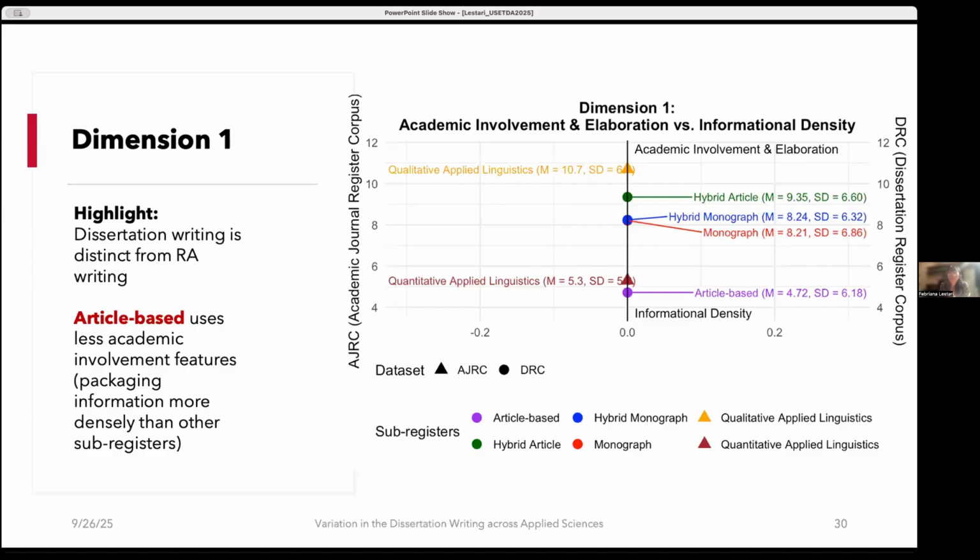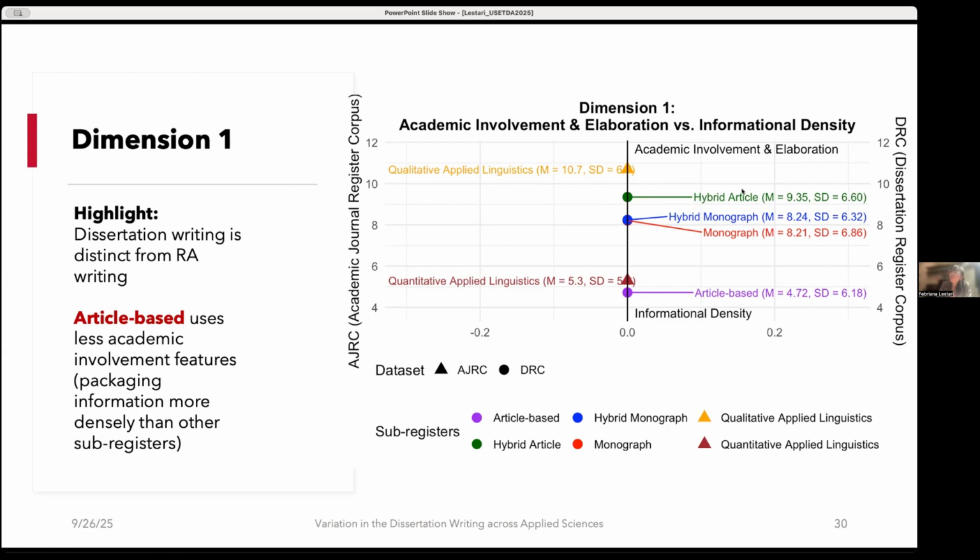Now, here is the result for dimension 1. We can take a look at the graph over here. On the left side, these are the results for the subregisters of the academic journal register corpus, while on the right side is my dissertation corpus. If we look here, dissertation writing and research article writing are not exactly the same, even within the same field. We can also see that all of these subregisters of dissertation have positive dimension scores.